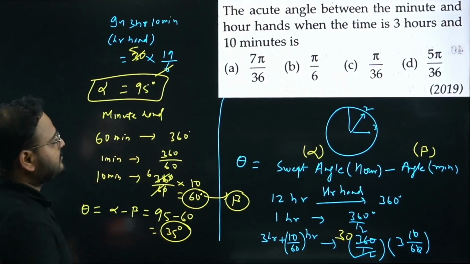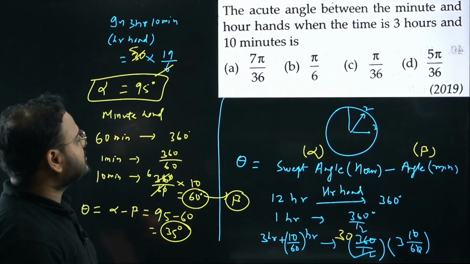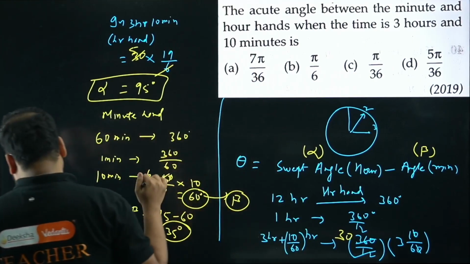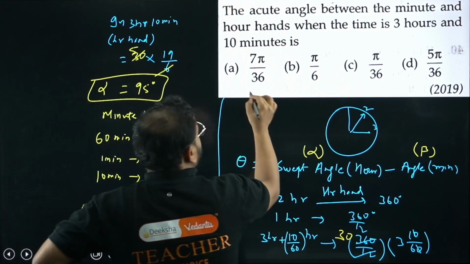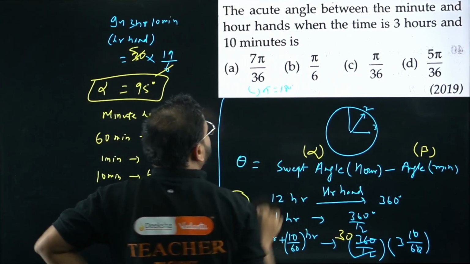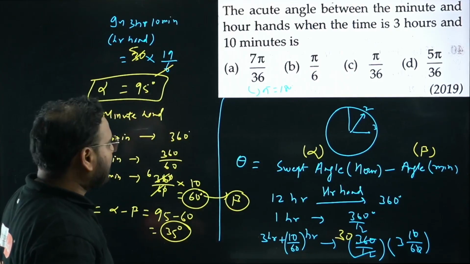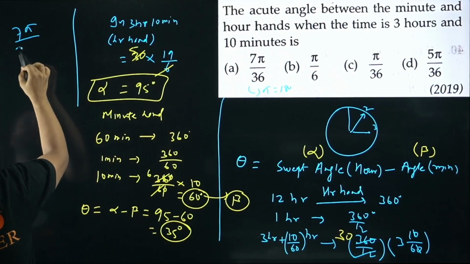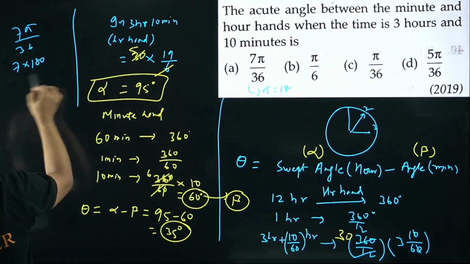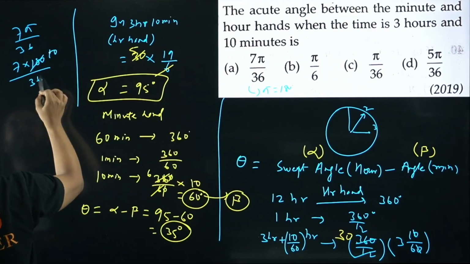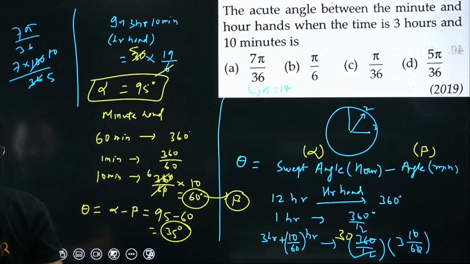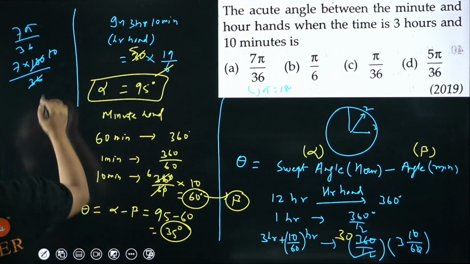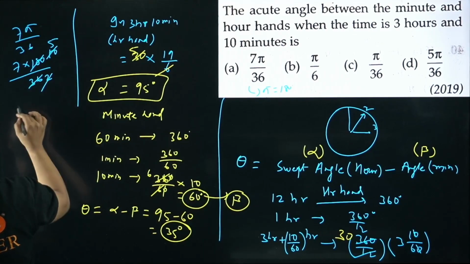I want it in terms of radians. Please check which of these is suitable. Put pi as 180 degrees. Have a look. I'll take the first option only: 7 pi by 36. So 7 into 180 by 36. 18 2s are 36, so 180 by 36 is 5. 7 5s is 35 degrees. That's correct.